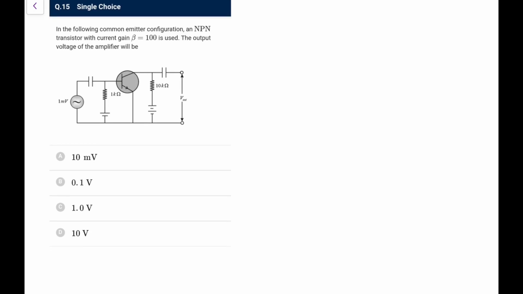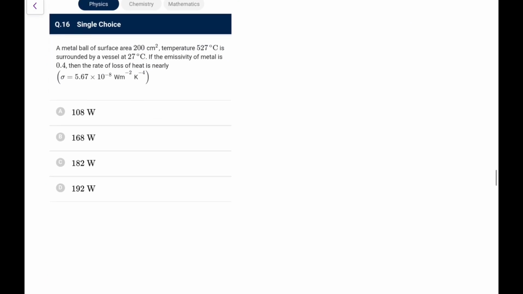Next one. Following common emitter configuration, transistor gain beta is 100, the output voltage of the amplifier. This question perhaps is coming in NEET or something, because I have done the same question. I can directly say voltage gain is V out upon V in, that is beta RC by RB. So here beta is 100, RC is 10 kilo ohm, RB is 1 kilo ohm. So that is 1000 times. So V out upon 1 millivolt is 1000 times. So the answer would be 1.0 volt. This is C.